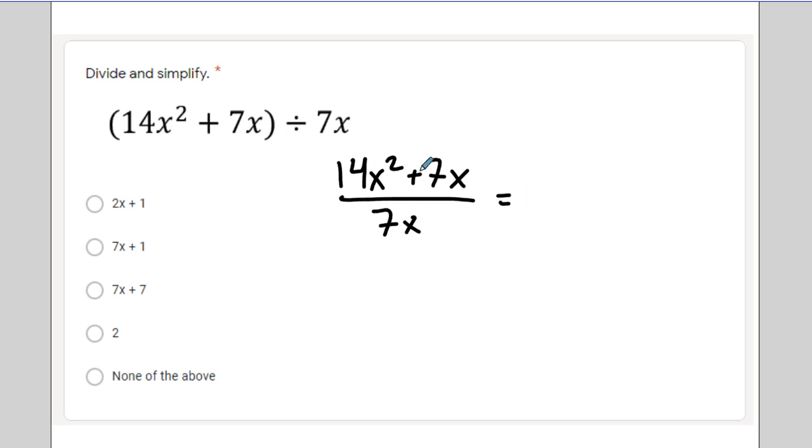If you're dividing by just one thing, well, this one you can either do greatest common factor factoring, or you divide them separately. I'll show both. I'll do divide separately first. So 14x squared over 7x.